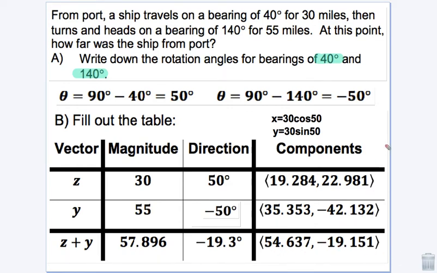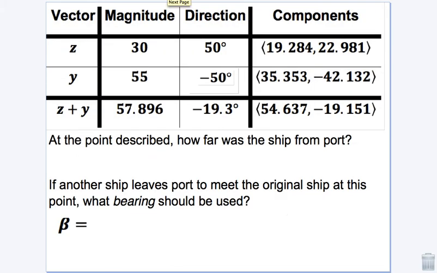All right, so after I convert from bearings to degrees, then I can fill out my vector table. Then I can go ahead and start answering some of the questions. So here's the first question, okay? At the point described, how far was the ship from port? Well, now I need to notice I did not leave this in square root form. I went ahead and wrote down the value here for the magnitude, so I can actually interpret the data.